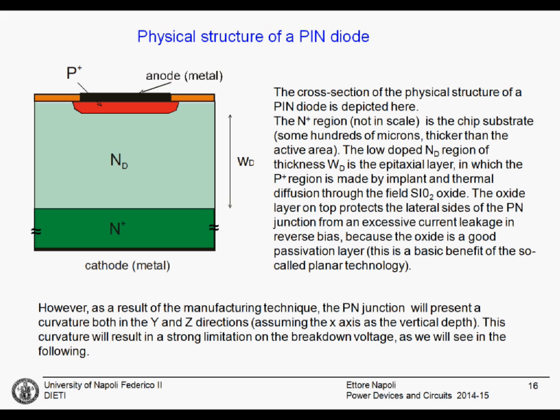After also explaining how to design the intrinsic layer in order to sustain a given target voltage in reverse, that is the breakdown voltage, but this has been done with the one-dimensional model, we now refer to the real, more realistic structure of a PiN diode.